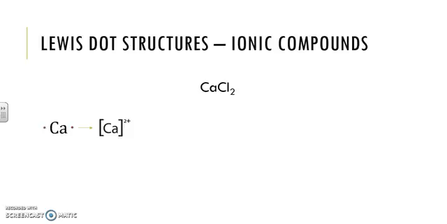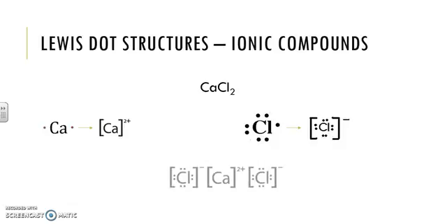Go through the same process with chlorine again. Here's chlorine with its 7 dots. We modify it to chloride ion by gaining an electron. 8 dots now with a -1 charge. And now we go to draw its final structure. So we draw 1 calcium and 2 of these chloride ions around it. And your final structure would look a little something like this.